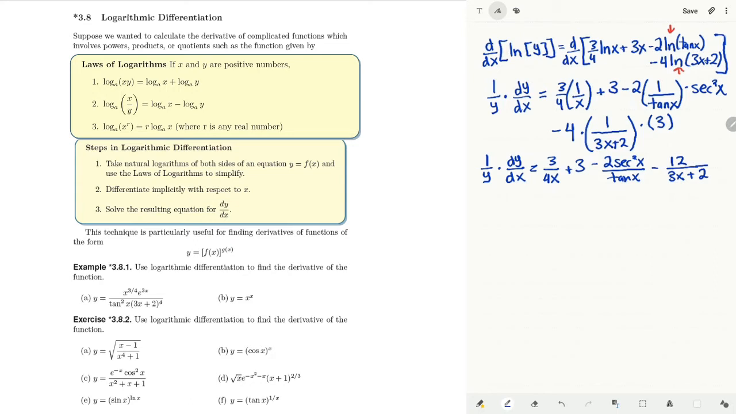So now we'll solve for dy over dx. So we multiply both sides by y. And so we end up with the derivative dy over dx is equal to y times 3 over 4x plus 3 minus 2 secant squared x over tangent of x minus 12 over 3x plus 2.